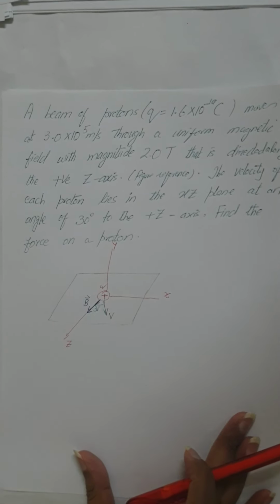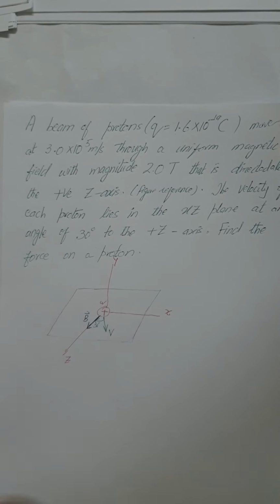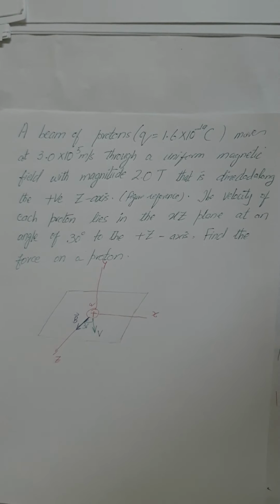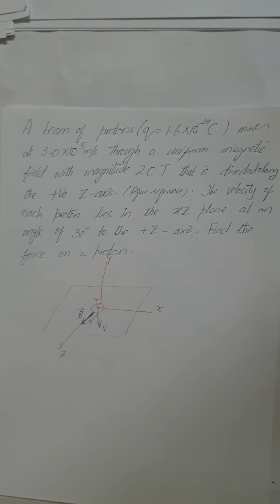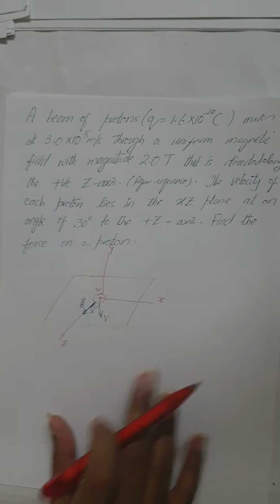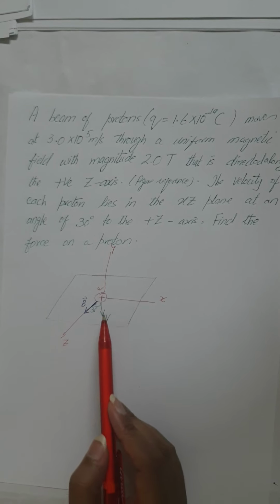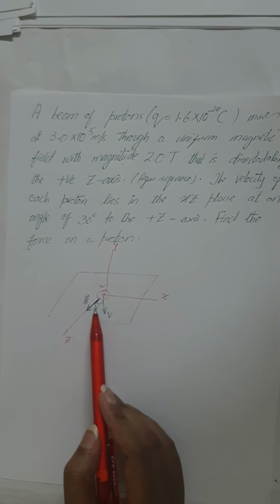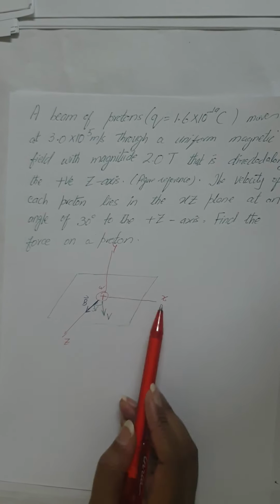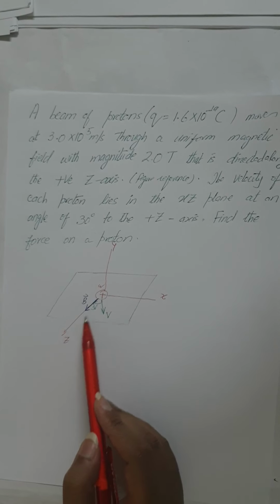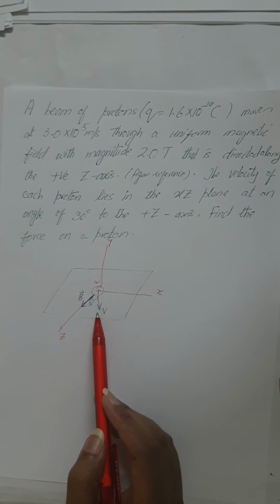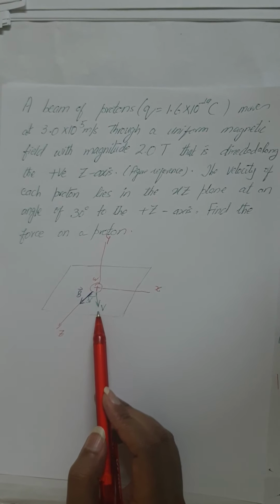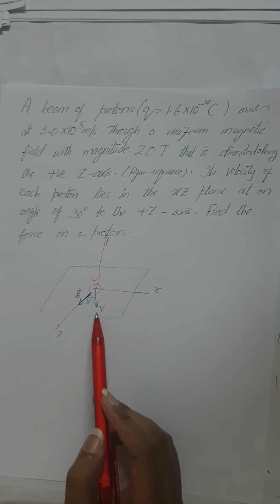So this is one problem where we use the expression for the magnetic force on a moving charged particle. Here this figure shows that the vectors v and B lie in the xz plane, and the angle between these vectors is 30 degrees, and our target variables are the magnitude and the direction of the force.